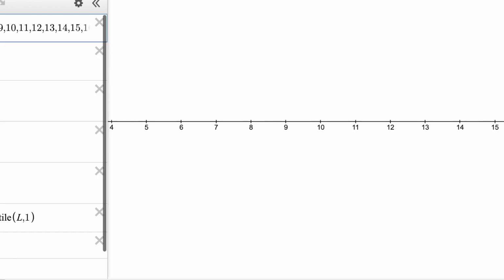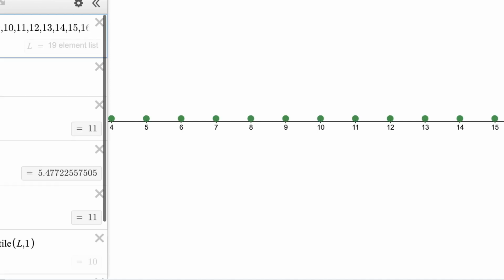All right, so I'm going to delete the smallest number, and you have to take away the comma also. So now your mean is 11, your standard deviation is 5.48, your median is 11, and your Q3 minus Q1 is 10.